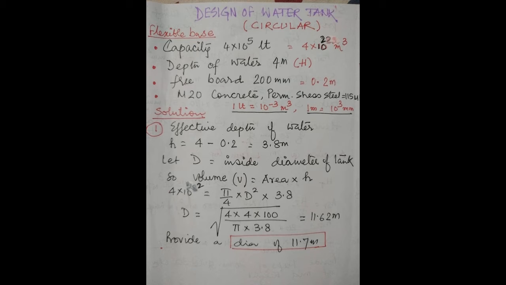Now if D is the inside diameter of the tank, how can we find out the volume? Volume is equal to area multiplied by h. So volume is 4 into 10 square, and area is pi by 4 into d square for a circular base, multiplied by the height, which is 3.8. From this equation we can find out the capital D, that is the inside diameter of the tank, as 11.62 meter. So write the conclusion as: provide a diameter of 11.7 meter.